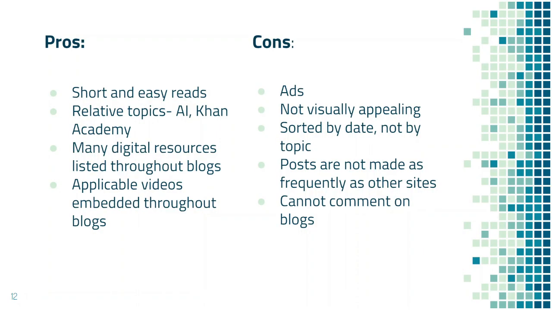Looking at some pros and cons of the Free Tech for Teach website, their blogs were short and easy reads. The blogs had relevant topics, and I noticed topics having to do with AI or resources such as Khan Academy. There were many digital resources listed throughout the blogs, and there were applicable videos embedded throughout the blogs.